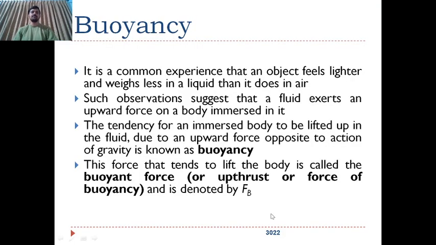So let us begin. It's a common experience that an object feels lighter and weighs less in a liquid than it does in air, right? When you put the same object in air and in water, you'll feel it is much lighter when it is in a liquid. You can observe this even with your body parts. When you immerse them in water, you'll feel them lighter, right? Such observations suggest that a fluid exerts an upward force on a body immersed in it.